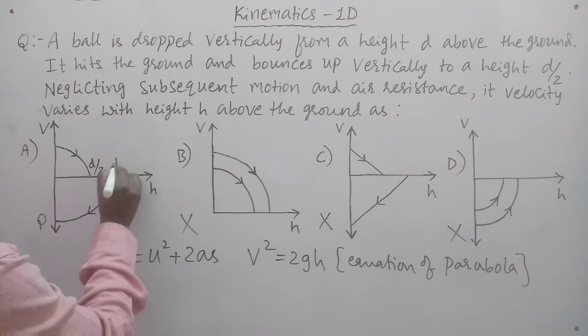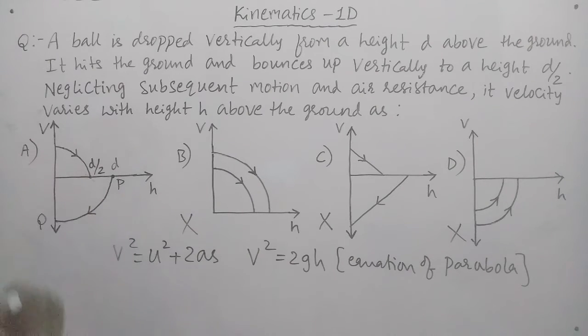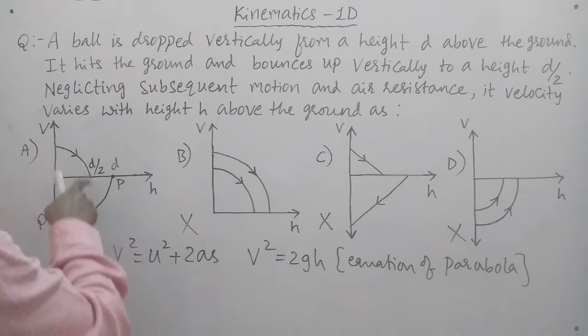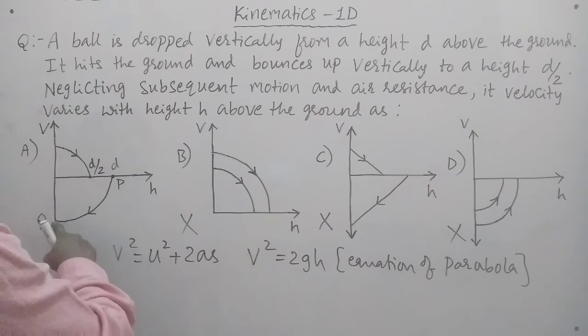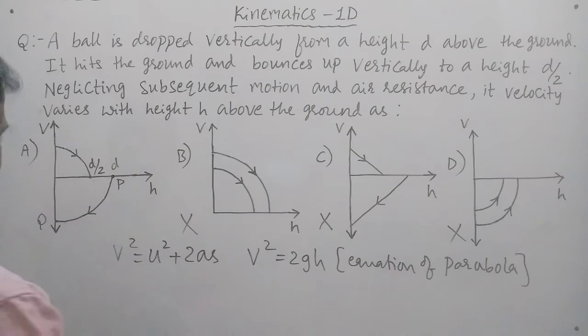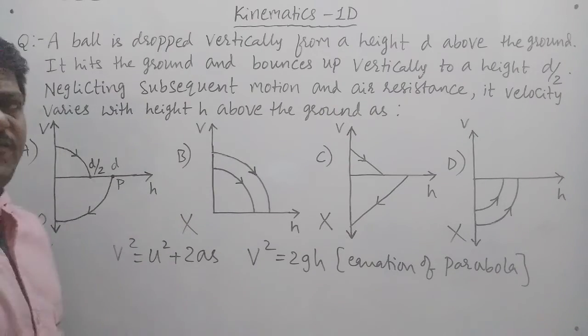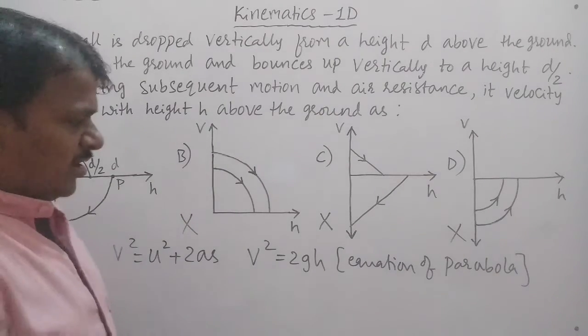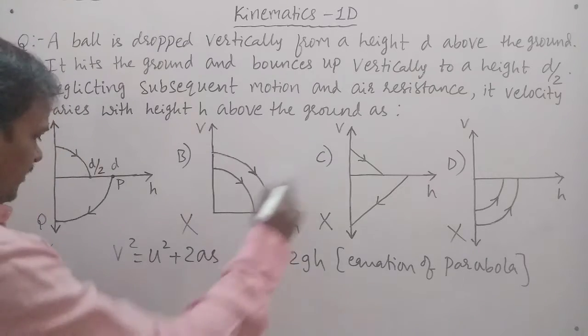Now this point represents d and this point represents d by 2. The velocity is negative downwards when it comes down, and positive when it goes upwards. It is reaching d by 2 height, coming from d height. Which graph is correct? The first graph is correct. You see that conceptual explanation in this.